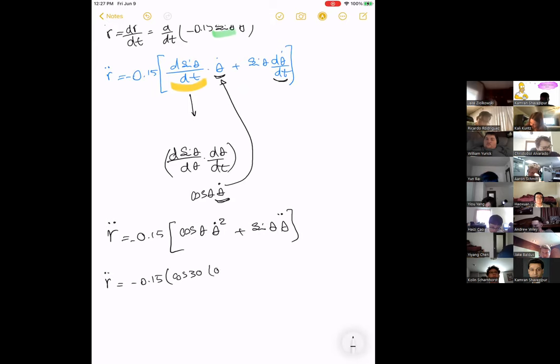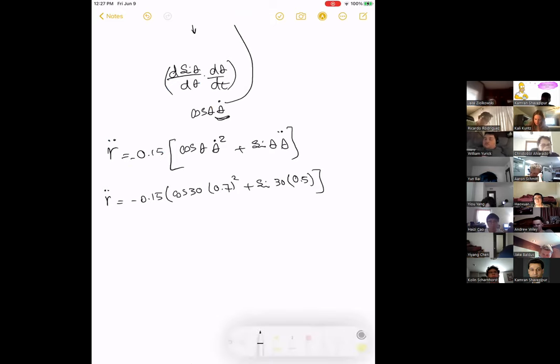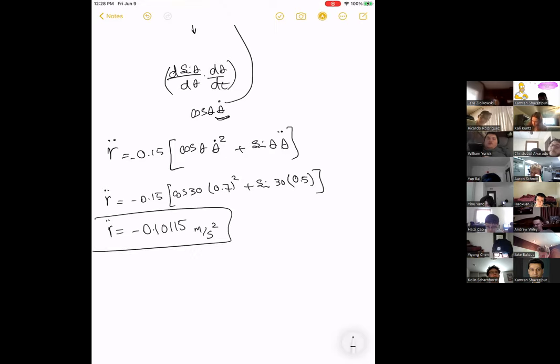And now you can substitute the values. Cosine 30 times 0.7 squared plus sine 30. What was the theta double dot? 0.5. And if you calculate all of this, someone tell me how much it is. Okay. Negative 0.1012. Yeah. The unit is going to be meters per second squared. Exactly.